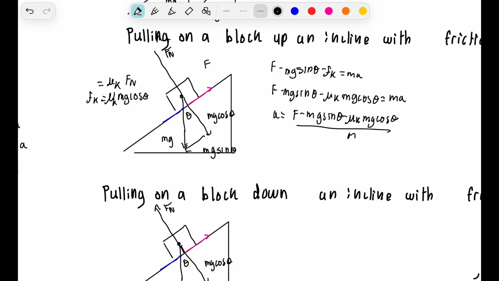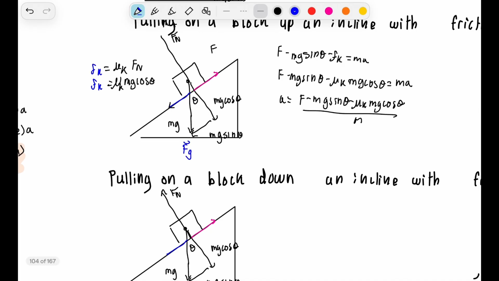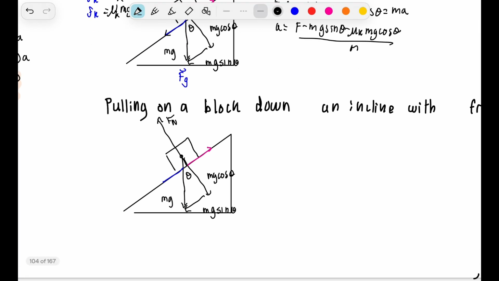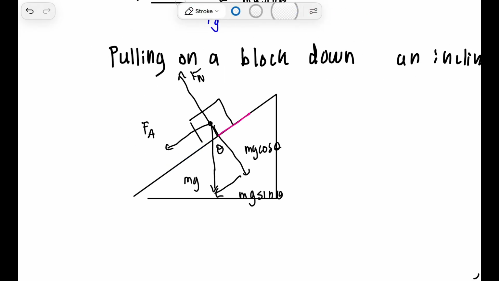All divided by m. So our gravity and friction are both going to be opposing our motion. That Fk downwards is opposing motion, and gravity is also opposing motion downward, because your force is acting upward. So now what about a block that's being pulled down an incline? You're pulling on the block downwards on the incline. So the force you're applying is going to be down this way, and you're going to have a frictional force opposing Fk.